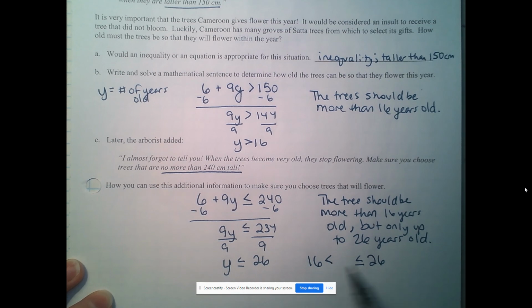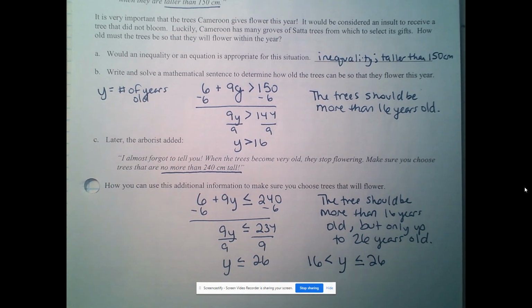And in this case, we would put a y because y stood for number of years old. And this is one way to sort of get into the idea of, how do we satisfy more than one condition at a time?